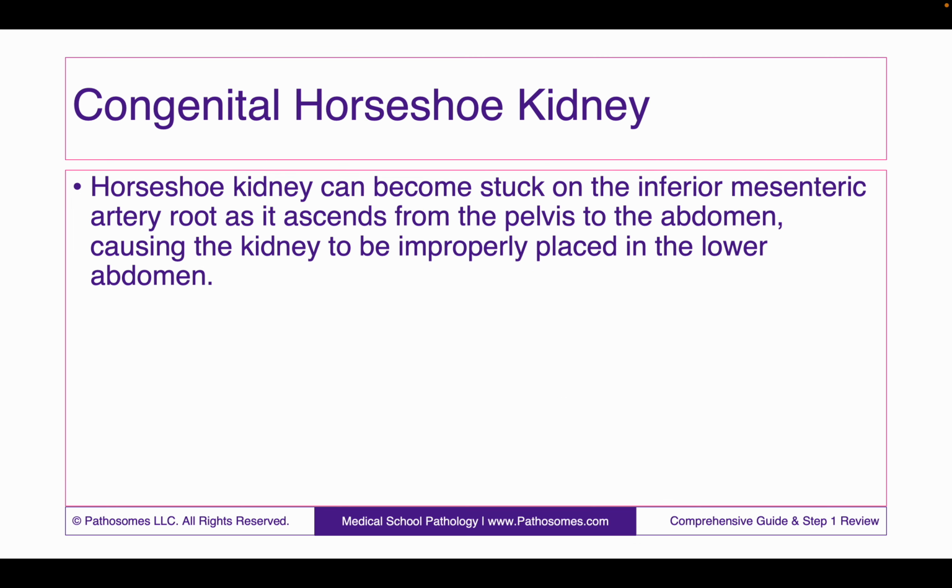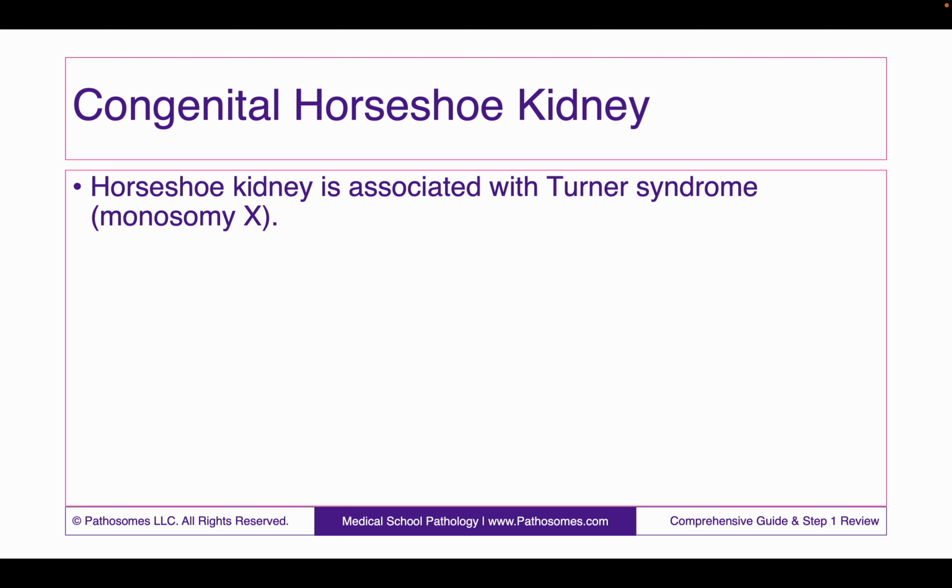Horseshoe kidney can become stuck on the inferior mesenteric artery root as it ascends from the pelvis to the abdomen. That might show up in anatomy or to tie in anatomy. So keep in mind that inferior mesenteric artery. And that is what causes the kidney to be improperly placed in the lower abdomen. Horseshoe kidney is classically associated with Turner syndrome, monosomy X.